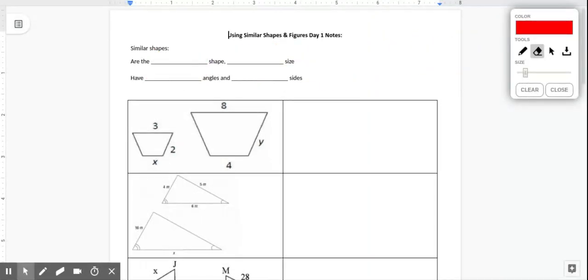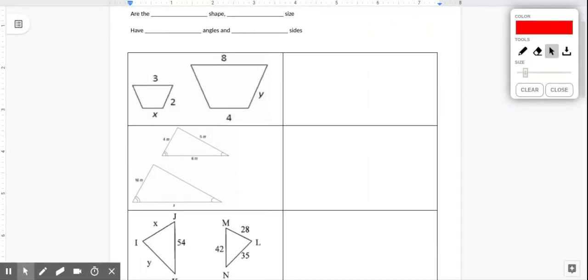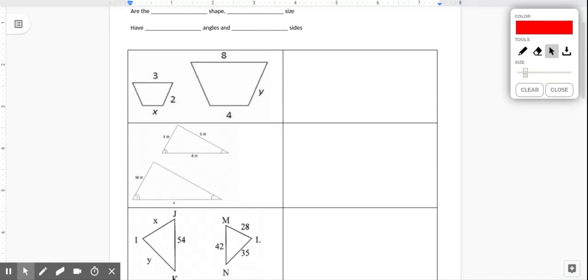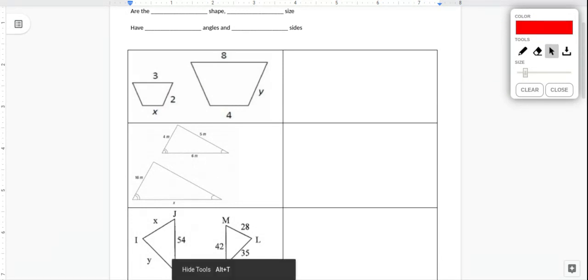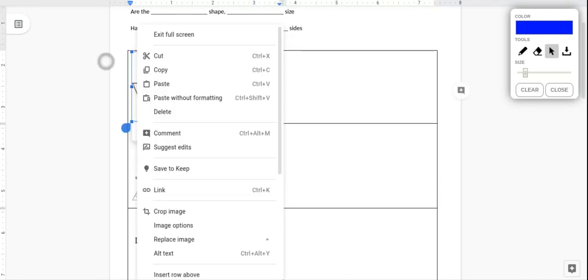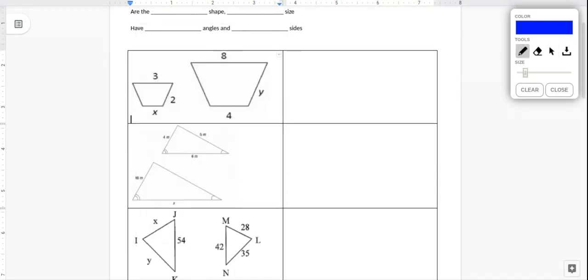Okay, now let's look. Okay, we have two similar trapezoids. So let's go ahead and color code, okay? So I'm going to do a blue squiggle on the top, which means this 8 is going to be a blue squiggle too.